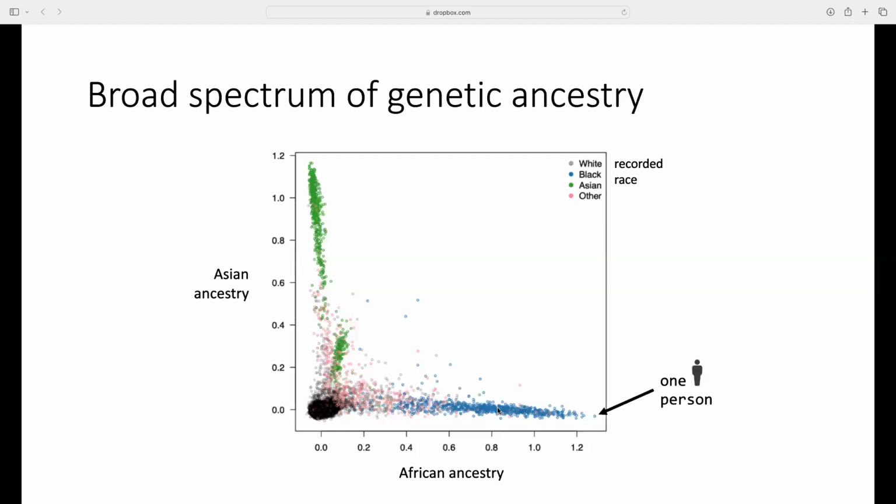And you can see here each point is a person. They're color-coded by their recorded race in the electronic health record. And there are these clines of African and Asian ancestry. And there are deeper clines if you go to further dimensions that are harder to visualize here.